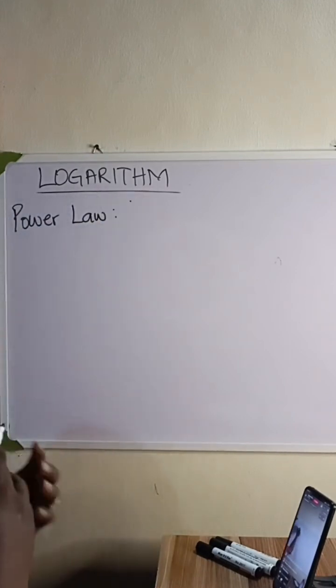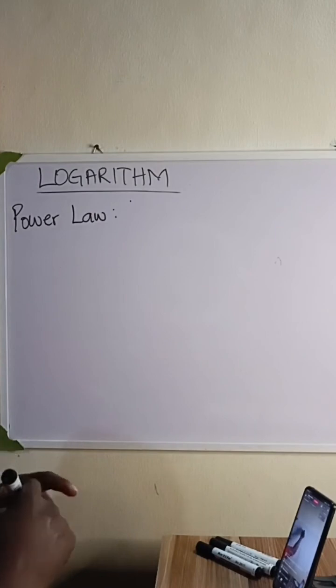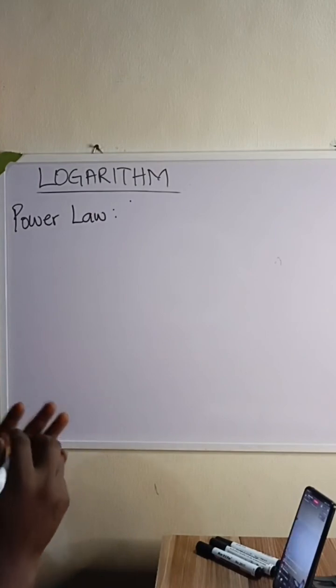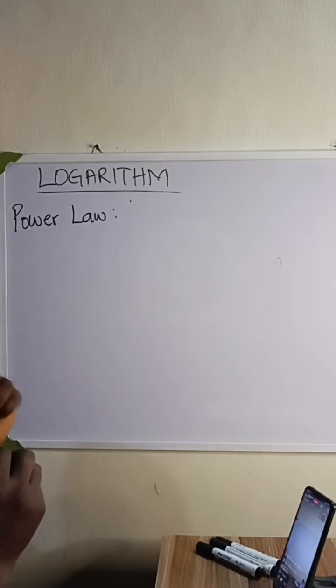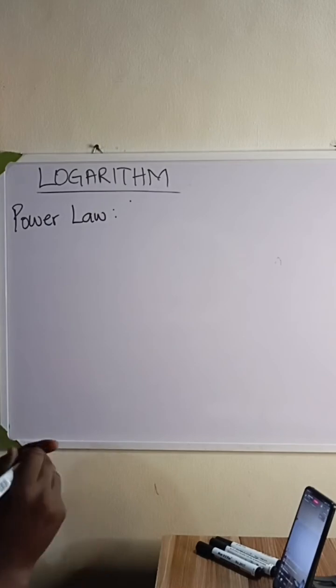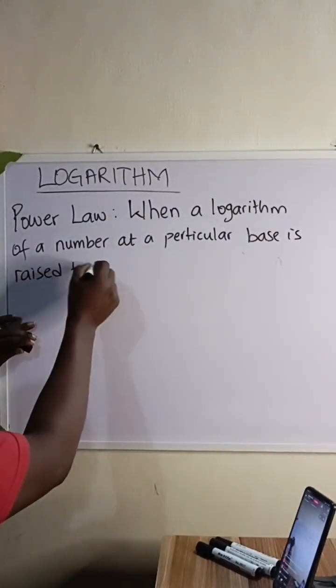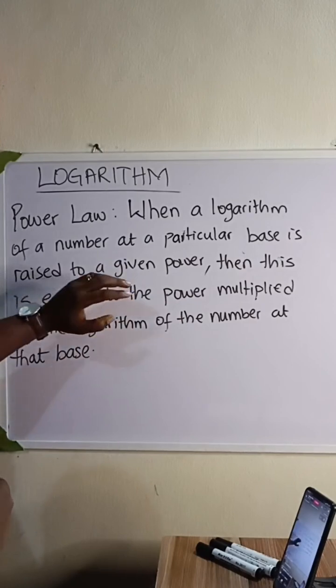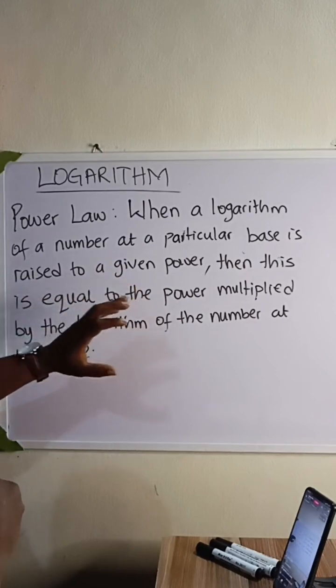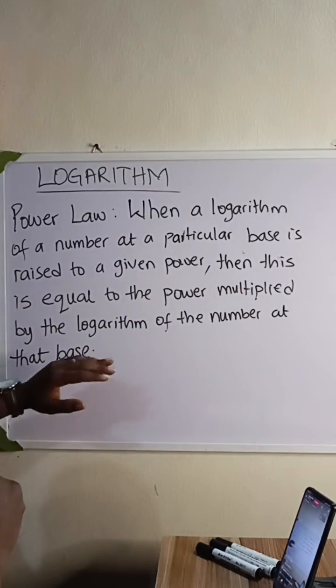So we are looking at the power law. The next law is the power law. So this states that when the logarithm of a number is raised to a power, then that logarithm is equal to the power multiplied by that logarithm. So when a logarithm of a number at a particular base is raised to a given power, then this is equal to the power multiplied by the logarithm of the number at that base.